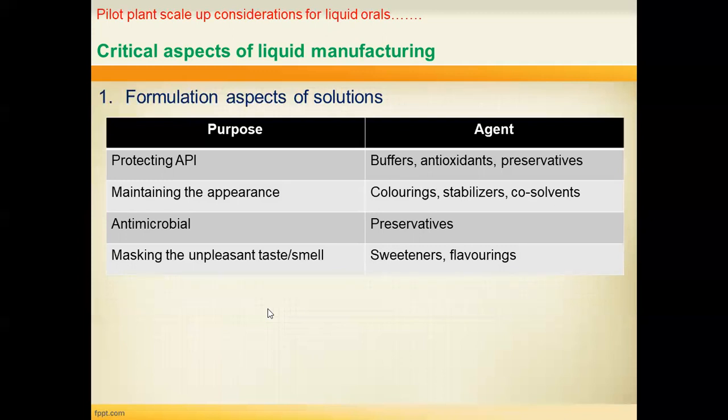In the case of a solution, the main vehicle is aqueous, though there can be others, but you have to add antimicrobial agents to preserve them and maintain shelf life. Sweeteners and flavoring agents you can add for masking the taste and the smell. So these are the various critical aspects in liquid manufacturing on a pilot plant basis.